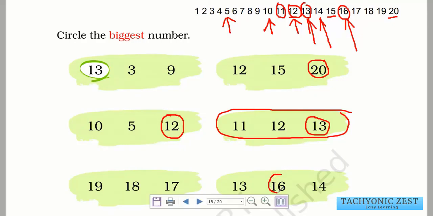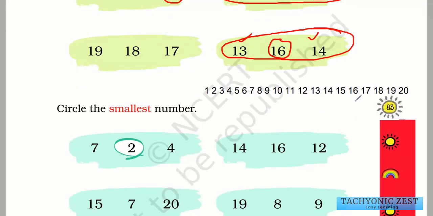The number that comes at the last, or the number that comes after both of these other numbers, that number is the biggest number. So out of these three numbers, 16 is the biggest number because out of 13, 14 and 16, 16 comes at the last.